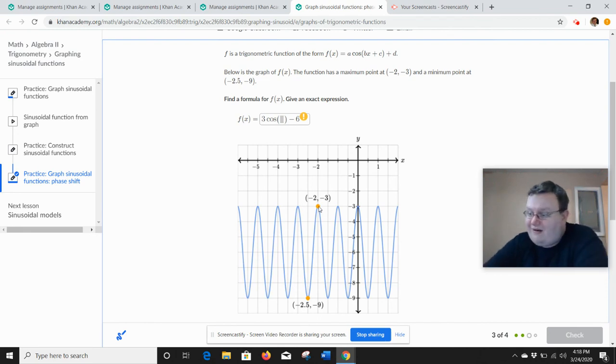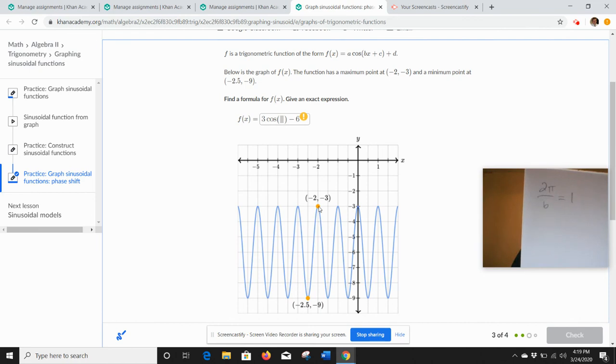Okay? All right, this is the part where I messed it up earlier on the one I was doing. That means that 2 pi divided by b, which is the period, is going to equal 1. 2 pi over b equals 1. So I need to figure out what b is equal to. Well, normally what I would do is multiply both sides by b and solve this down for b. And I might have to do a couple steps to get there.